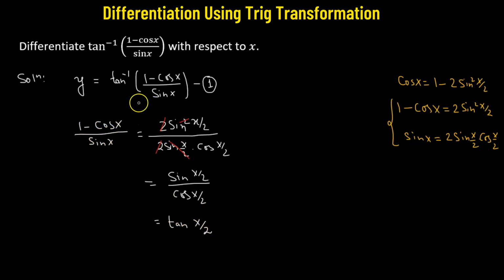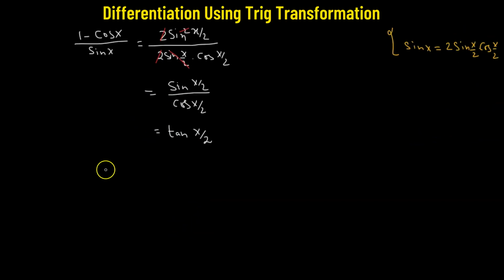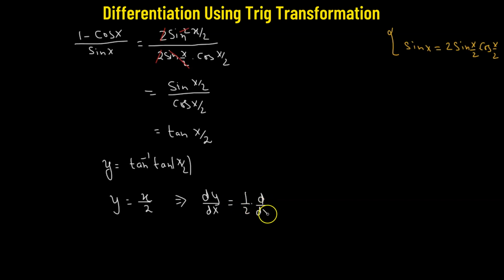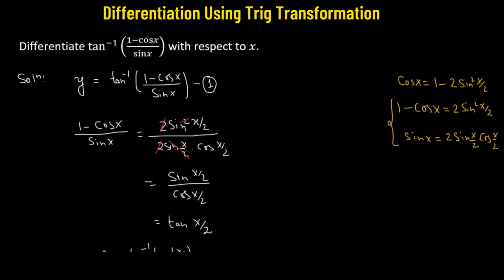Now we can replace this value back into equation number 1 such that we get y equals tangent inverse of tangent of x over 2. Tangent inverse of tangent of x over 2 will be simply equal to x over 2. So now we have obtained our expression in the simplified form, and we can easily take the derivative on both sides with respect to x. We have one half, which is a constant, multiplied by the derivative with respect to x of x. The derivative of x with respect to x is 1, so our final answer is that the derivative of the inverse tangent function of (1 minus cosine of x) divided by sine x is equal to 1 over 2.